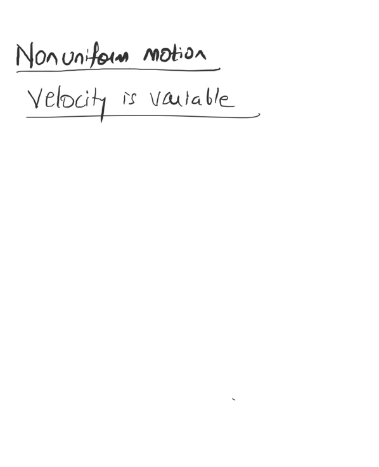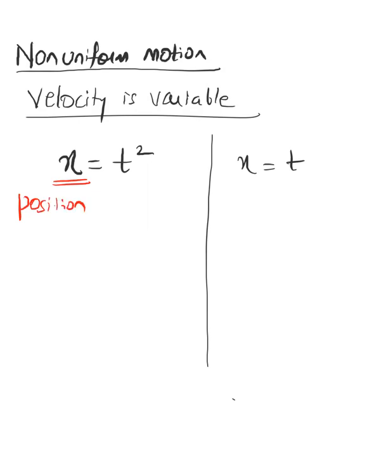Now I just give you one example, suppose x equal to t square, and I will compare it with x equal to t. Here the position of the object is equal to the square of the time elapsed. In the other case, the position of the object depends on the time, maybe 5t also or 1t also, whatever.